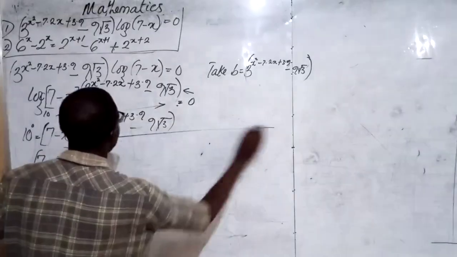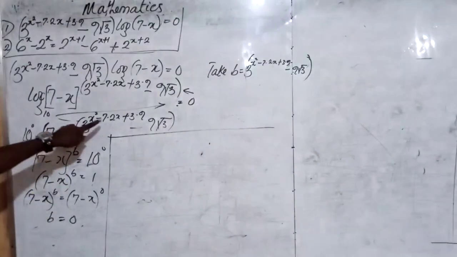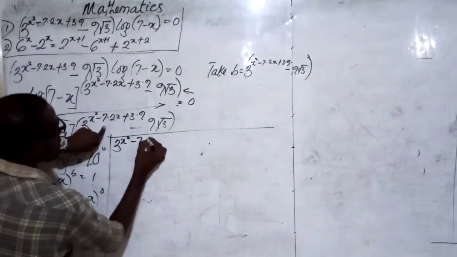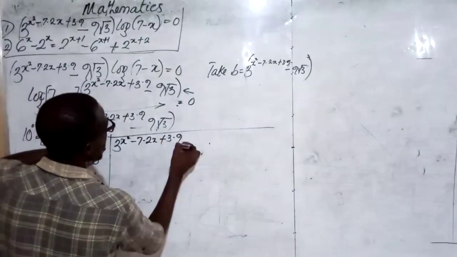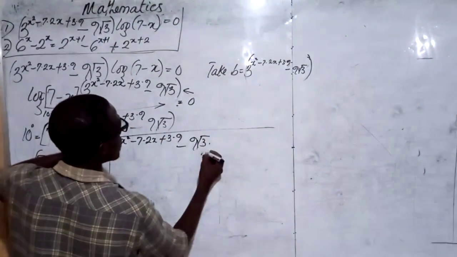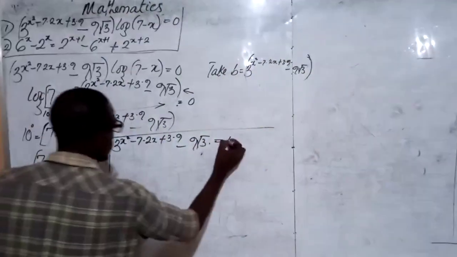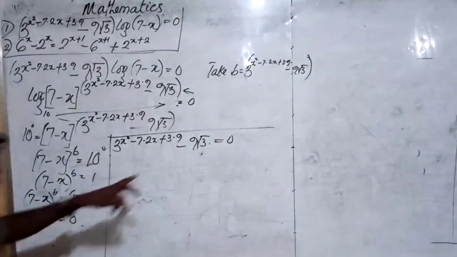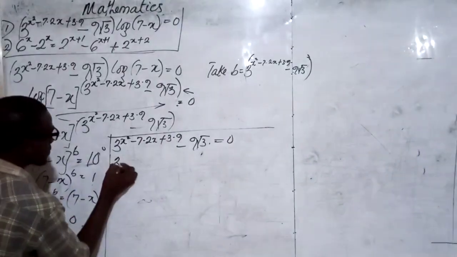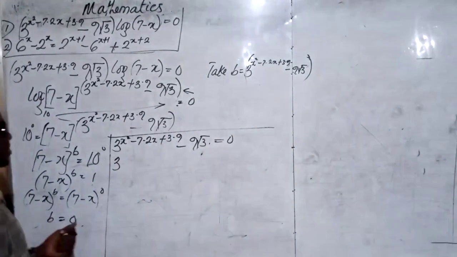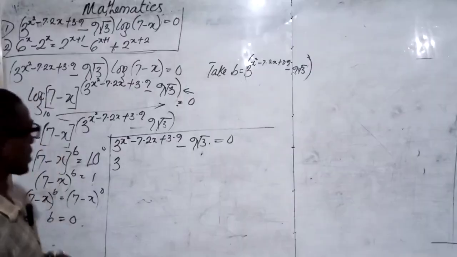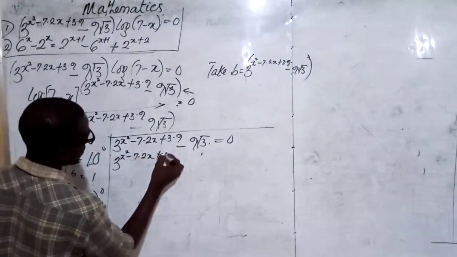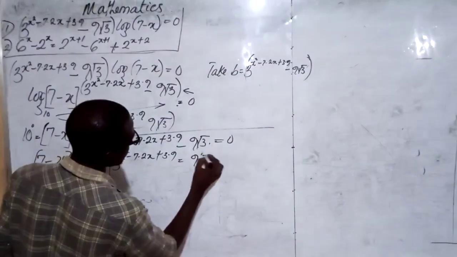Therefore, we can come back to what we made b to be. So b, we said b was this, right? So that will be 3 raised to the power x squared minus 7.2x plus 3.9 minus 9 root 3. So this our b is equal to 0. Nice. All right. What more could we do? Let me take this guy to this side so that we have 3 raised to the power x squared minus 7.2x plus 3.9 is equal to 9 root 3.